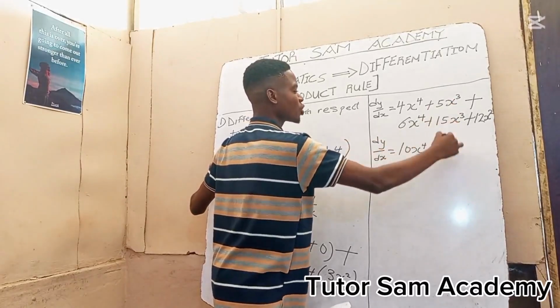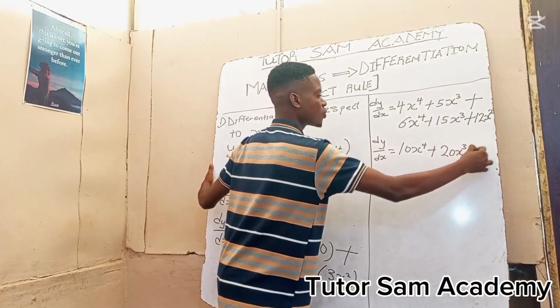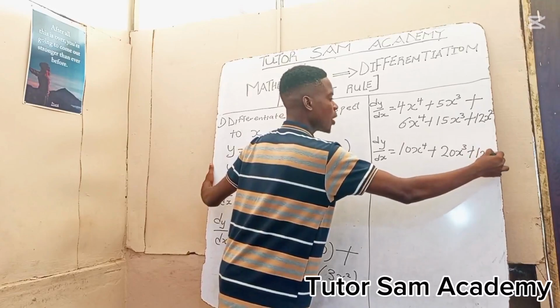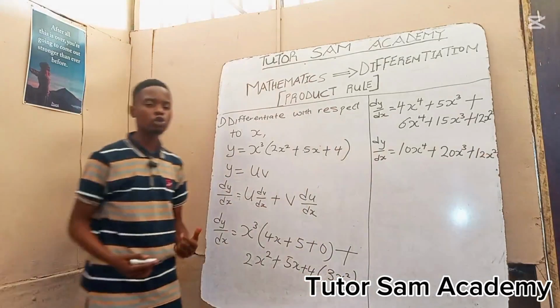one will give me 20x to the power of 3 plus what? 12x to the power of 2. So this is the final answer. This is as simple as product rule can be.